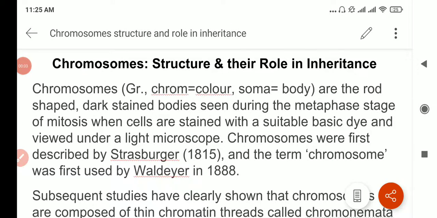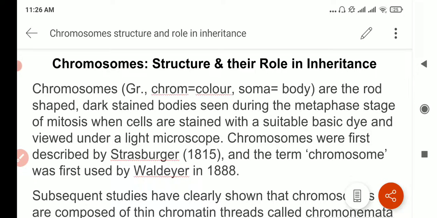Okay, so today we are starting a new chapter, chromosomes, structure and their function. Okay, so I've given the heading and the role in inheritance because that is basically their function.